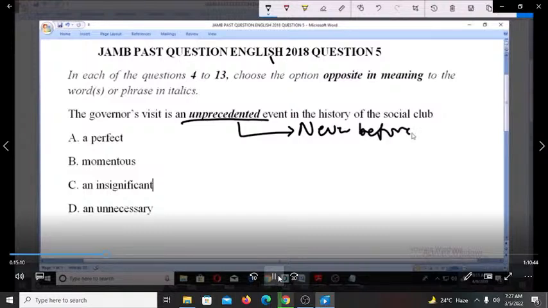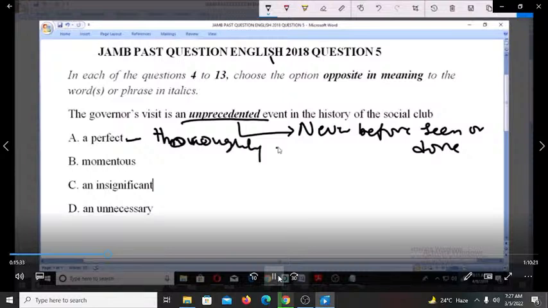Never before seen. Something that is so big or so important that it has not been done before or seen before. Something that is very, very important. That is unprecedented. Then we look at the second word, perfect. Perfect simply means thoroughly skilled. You are so skilled that you are so perfect. Somebody that is so talented in something that you cannot say that person is not perfect.